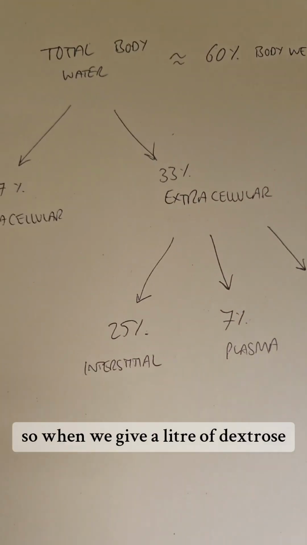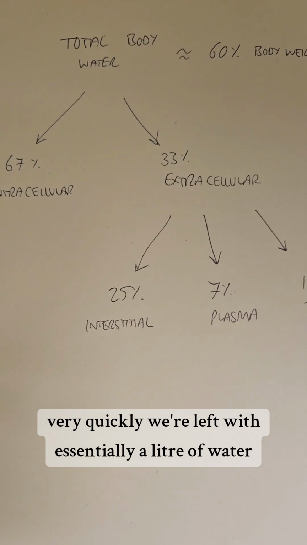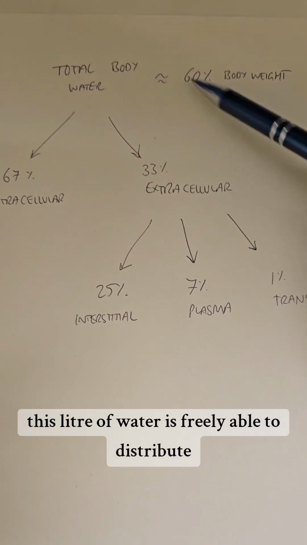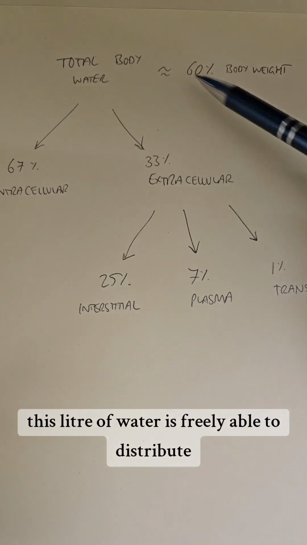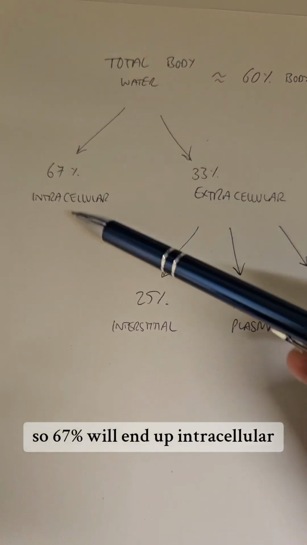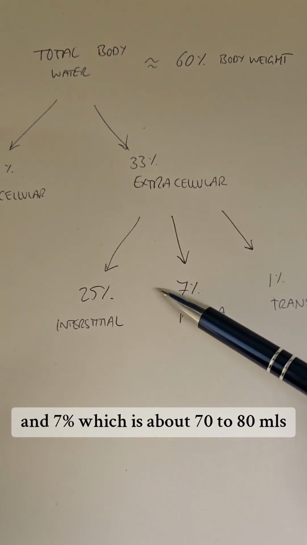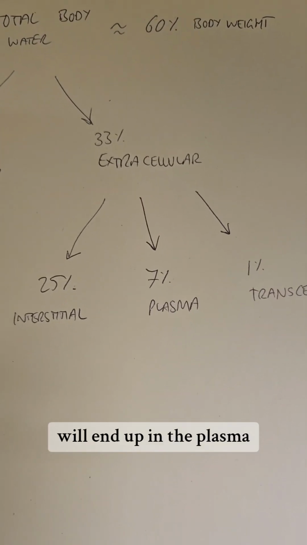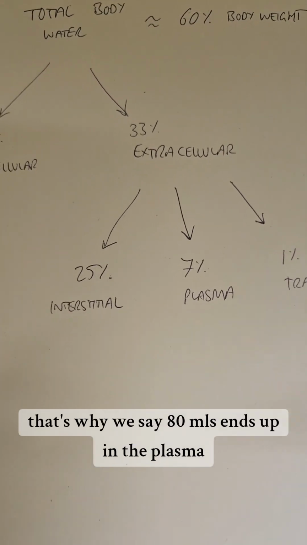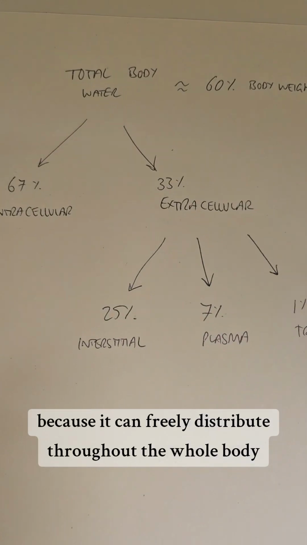So when we give a litre of dextrose, and that sugar gets metabolized very, very quickly, we're left with essentially a litre of water. This litre of water is freely able to distribute between all of the different compartments. So 67% will end up intracellular, 33% will end up extracellular, and 7%, which is about 70 to 80 mils, will end up in the plasma. That's why we say 80 mils ends up in the plasma, because it can freely distribute throughout the whole body.